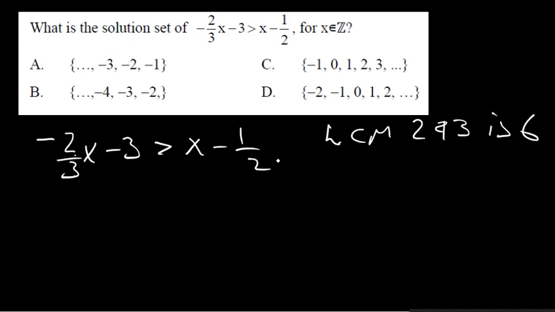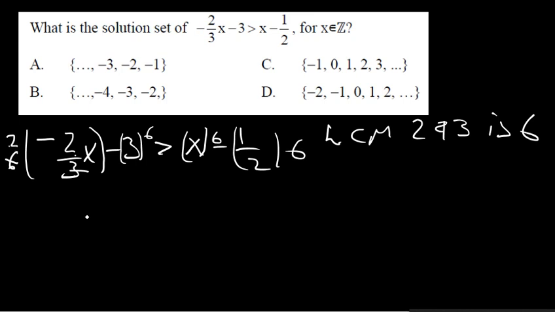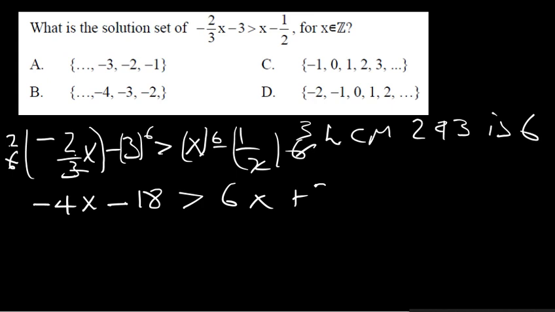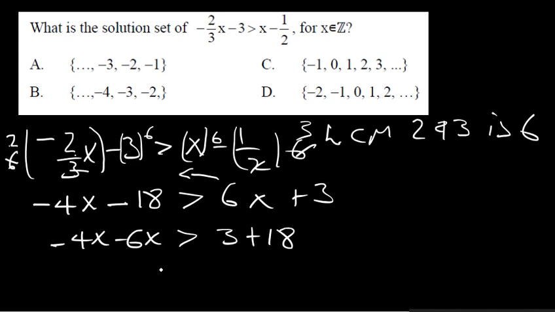We'll multiply each of them by 6. So when you do that, this must be multiplied by 6. By 6 each of them. Then cut by 3. This will be 2. 2 times negative 2 will be negative 4x. Minus 6 times 3 will be 18 is greater than 6x. Here by 2 will be 3. Then plus 3. Then collect the like terms. Bring the 6x to the left side. Negative 4x minus 6x is greater than 3 plus 18. The 18 goes. Negative 10x is greater than 21.